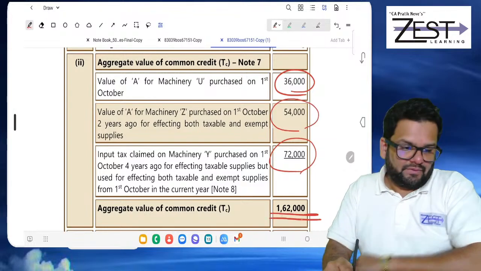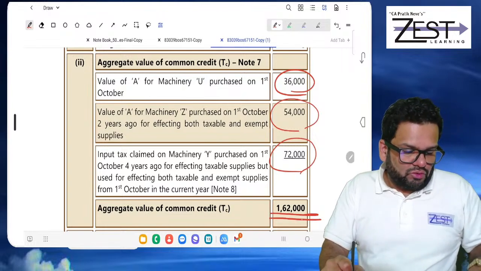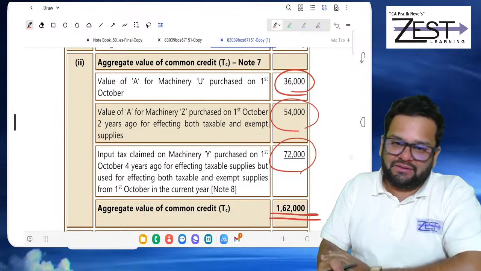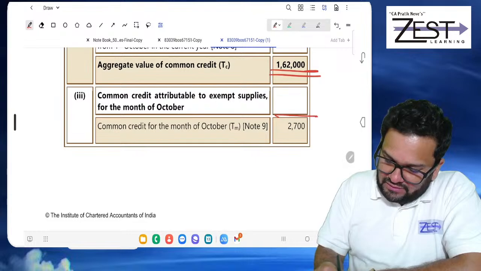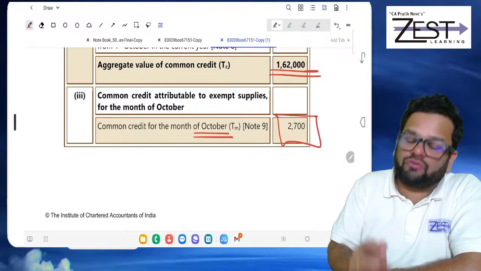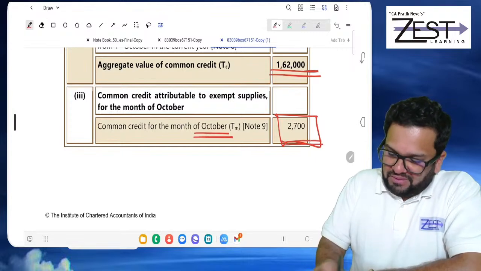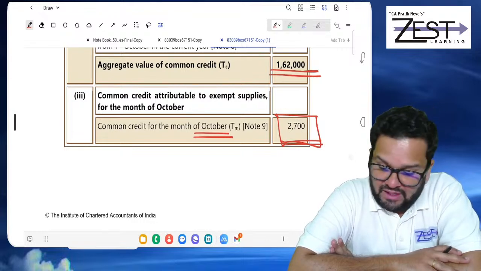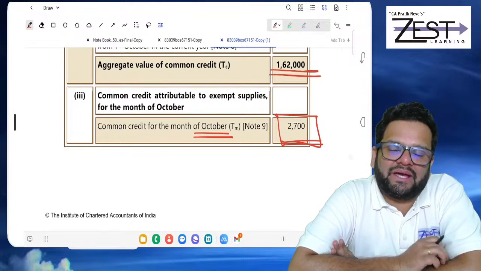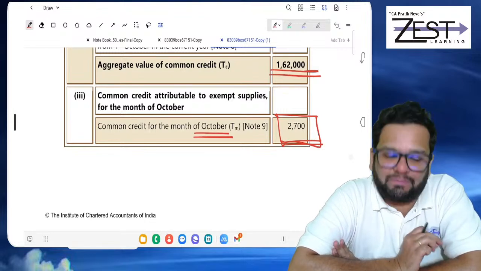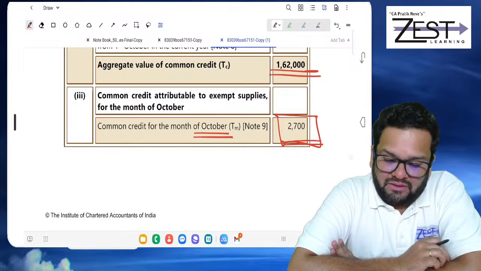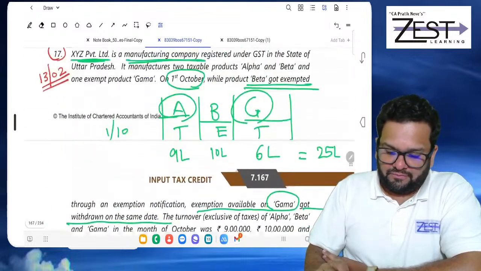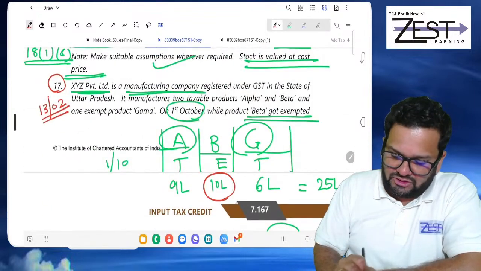Check. Take 162 divided by 60. Are you getting 2700? Now 2700 is common credit for the month of October. But I don't have to do anything with 2700. I don't have a problem with 2700. I have a problem with the extent used in exempt supply. So in this month, tell me exempt supply is of which product? In this month, exempt supply is of beta.